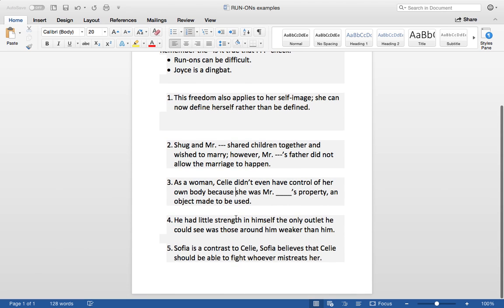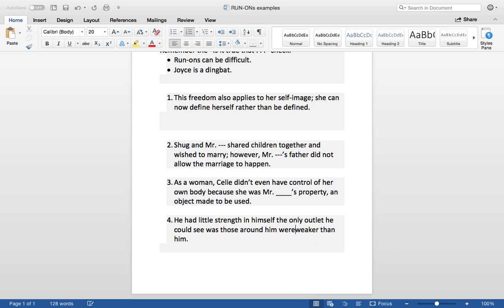All right, let's look at these last two that we have never seen before. This one is about Mister. He had little strength in himself. The only outlet he could see was those around him weaker than him. Whoops, I think I have a typo there. The only outlet he could see was those around him who were weaker than him.